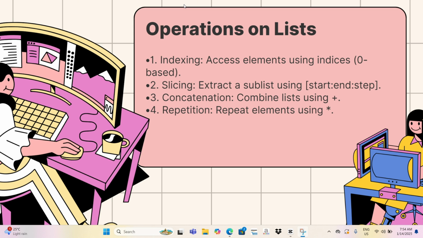Operations on list. Number 1. Indexing. Access elements using zero-based indices. Number 2. Slicing. Extract a sublist using start, stop, and step. Number 3. Concatenation. Combine lists using plus. Number 4. Repetition. Repeat elements using asterisk.